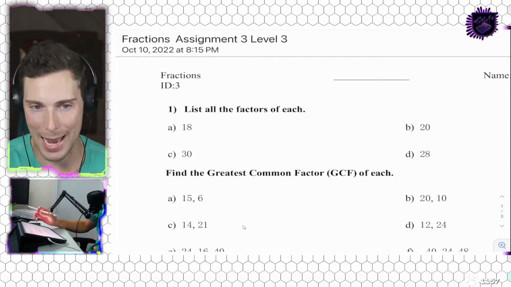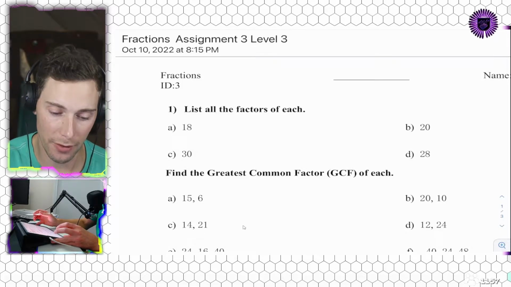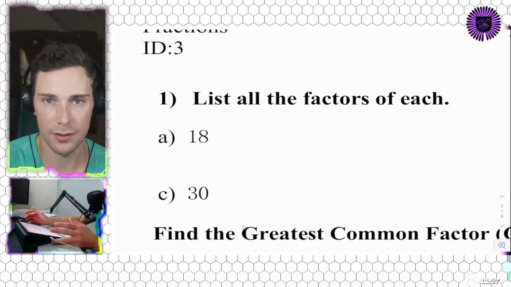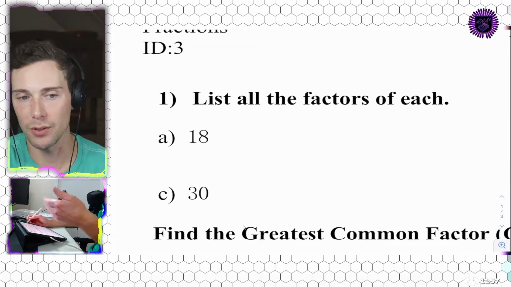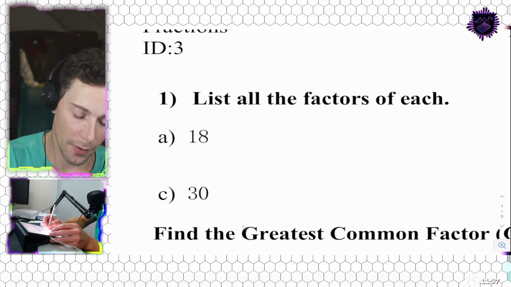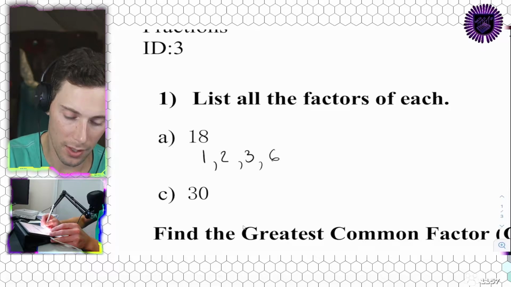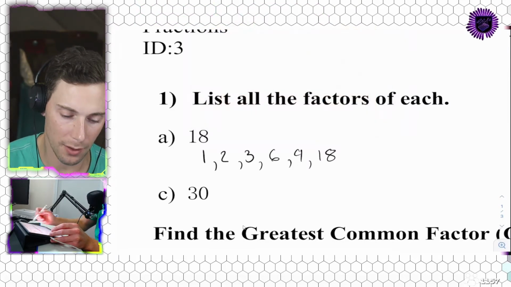Question number 1A. It says list all the factors of each. So the number is 18, and we're looking for factors of 18. That means any number that can multiply into 18 or divide 18 evenly. So I'll try and put them in order. They are 1, 2, 3, 6, 9, and 18.